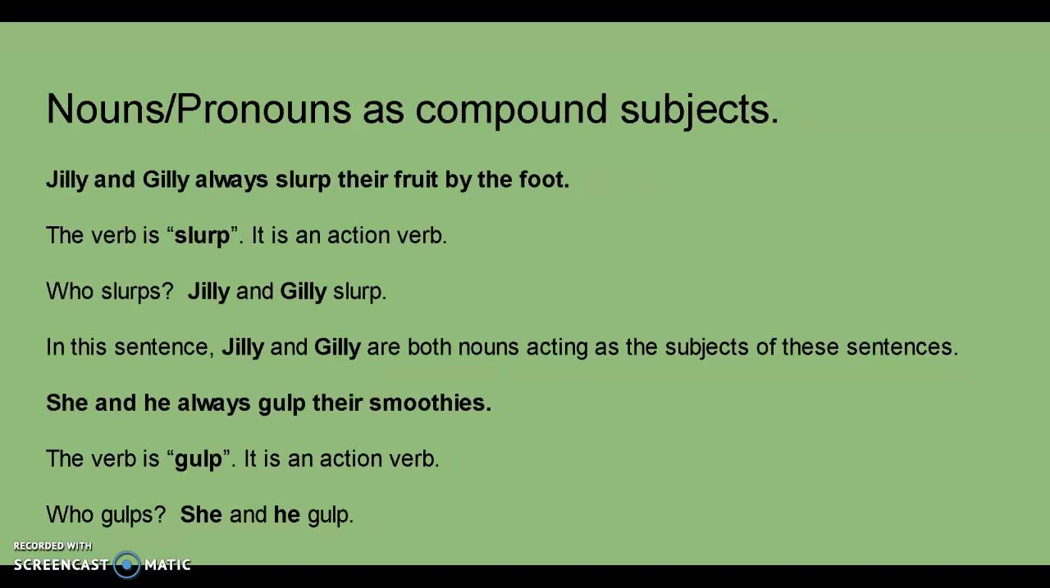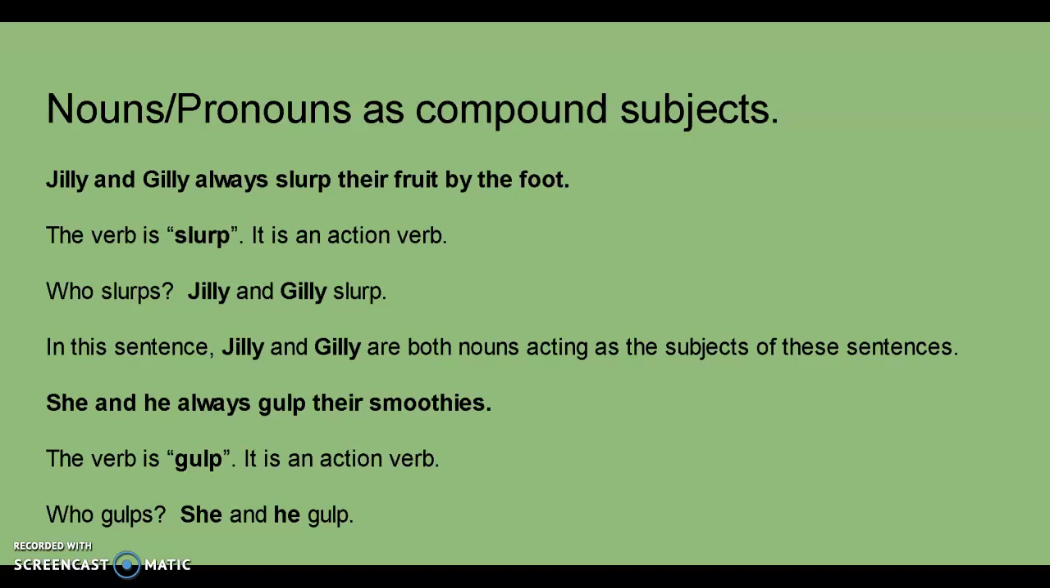We also sometimes have nouns and pronouns as compound subjects. For example, in the sentence, Jilly and Gilly always slurp their fruit by the foot. The verb is slurp. It is an action verb. So, who slurps? Jilly and Gilly slurp. In this sentence, Jilly and Gilly are both nouns acting as the subjects of these sentences. Interestingly enough, this is real fruit, and they're trying to slurp it by the foot.